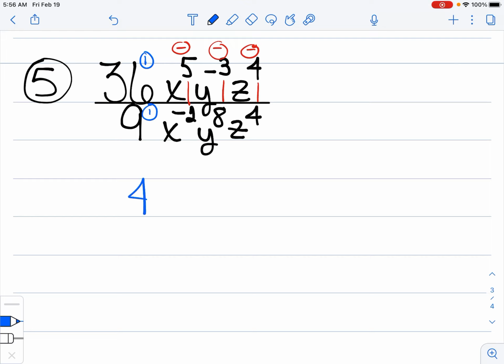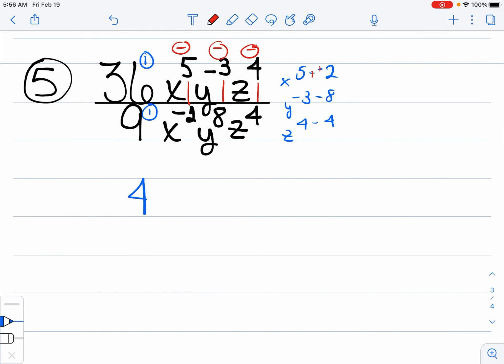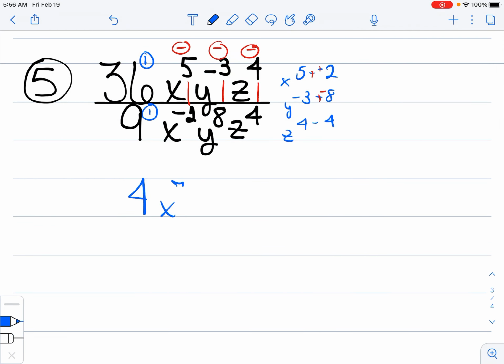So I'm going to have a 4 in my answer, okay? And I have 5 minus negative 2. Let's just write this over here to the side so we don't mess up our subtraction. So 5 minus negative 2, and I have negative 3 minus 8, and then I have 4 minus 4. So that's going to be for x, this is for y, this is for z. And change your signs accordingly. Double negative becomes a positive. And this becomes a plus a negative 8. And then, of course, 4 minus 4 will be easy to do. So I have x to the 7th, y to the negative 11th, and z to the 0 power.